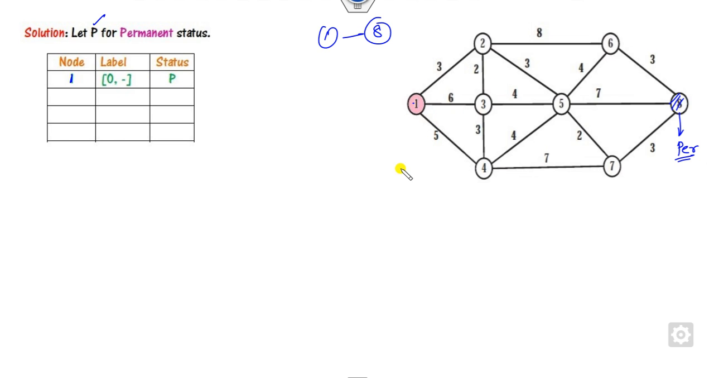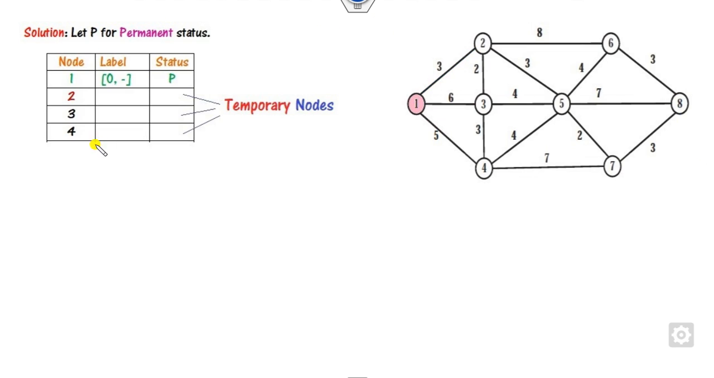Now in this figure, which nodes can you reach from 1? You can go either 1 to 2, 1 to 3 or 1 to 4. You can write them as 2, 3 and 4, and these are called temporary nodes. What is the distance of 2? Since node 1's value is 0, 0 plus 3 is 3, so I can reach 2 from 1, and this is 3 comma 1.